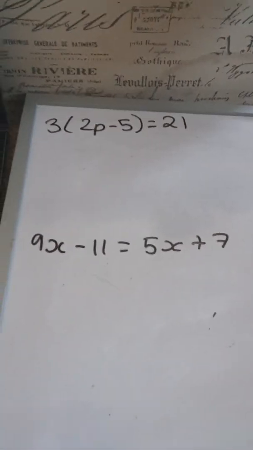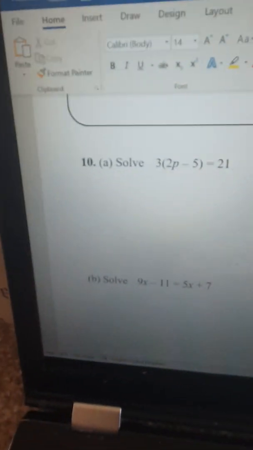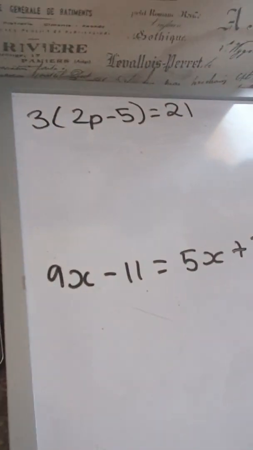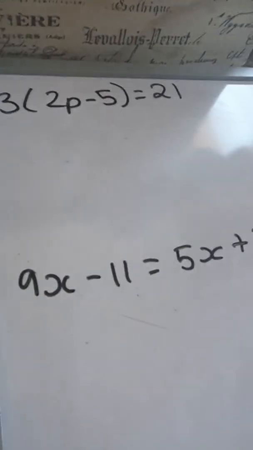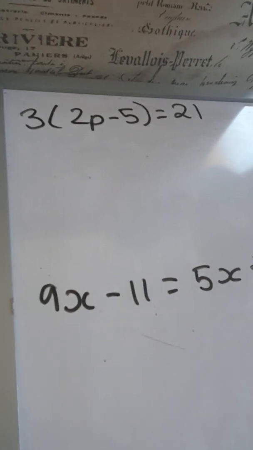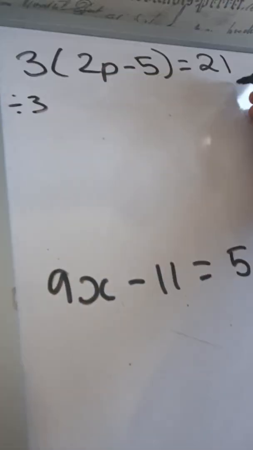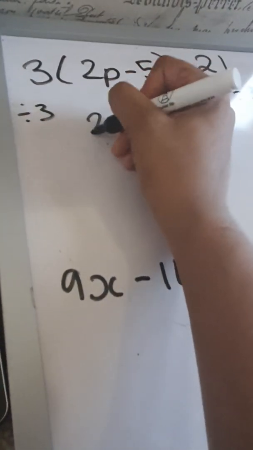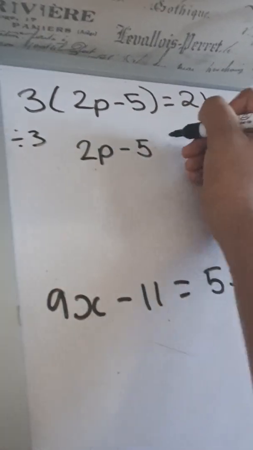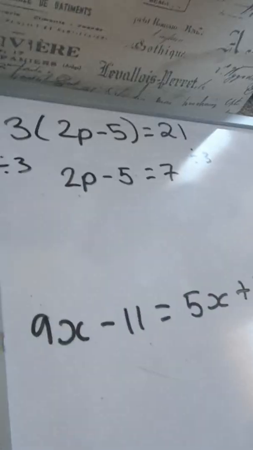So the first question here was question 10, A and B. I've written these two out. So to solve this one, there's two ways you can do it. You can either expand it all and then work it out, or you can just see that if you divide both sides by 3, then you would have 2p minus 5 equals 7.